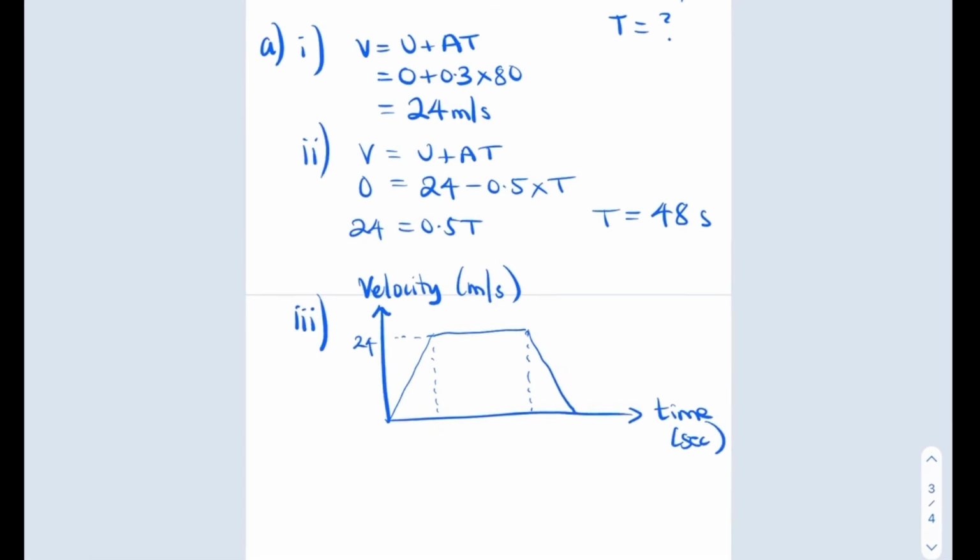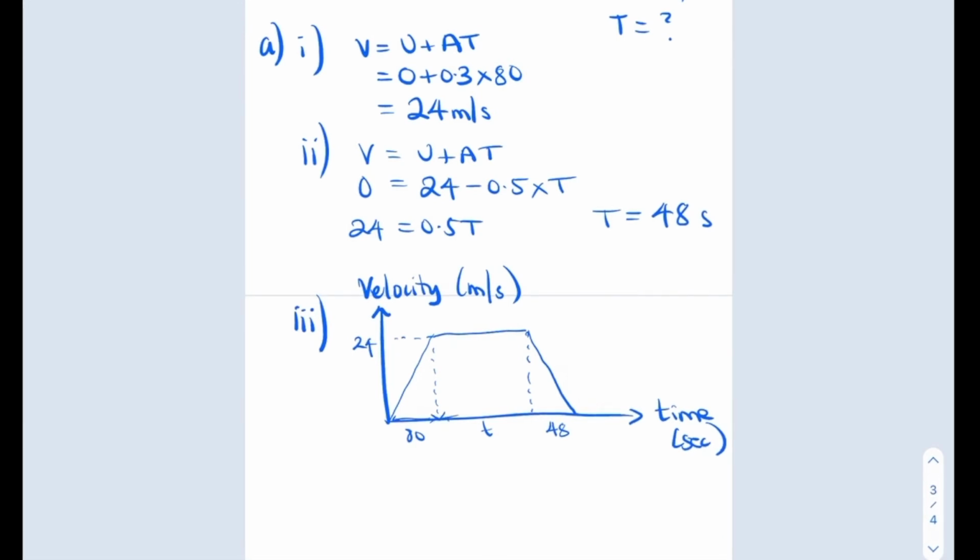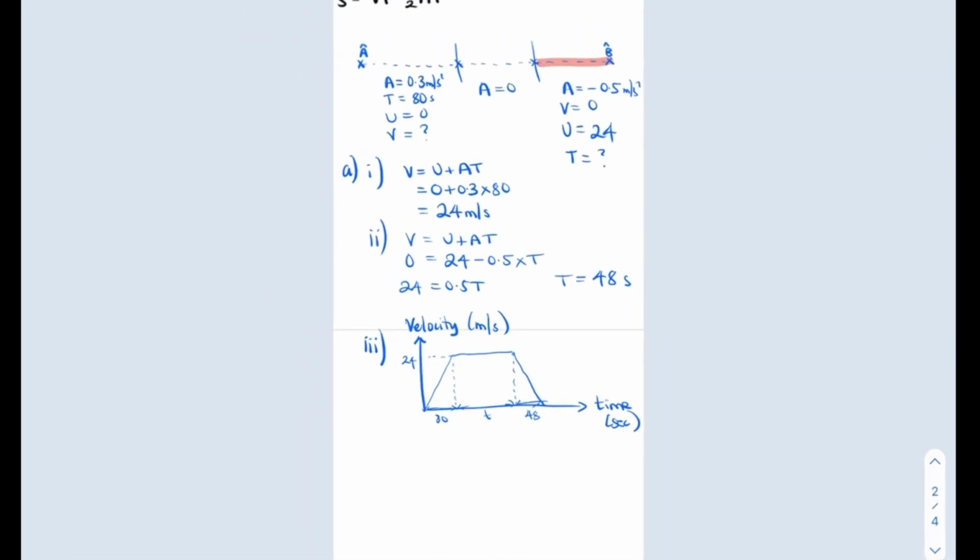And then we were decelerating for a period of 48 seconds. So let's label it like this. It's only 1 mark, so we don't really need too much detail. So these are lengths here: 80, I'm calling this length t, and then this length is 48. But I think a very basic, trapezium-looking diagram will suffice for this question. It's only worth 1 mark.